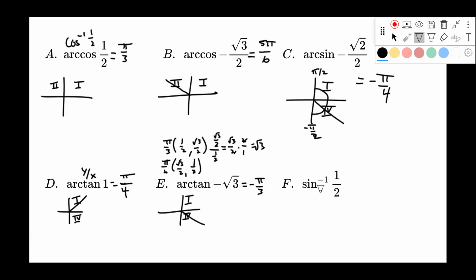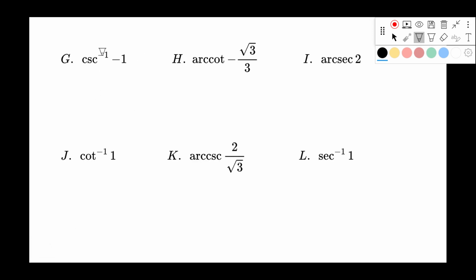Inverse sine of 1/2. Same question as arcsine of 1/2. Inverse sine lives in quadrants 1 and 4. The angle is positive. So the answer is going to be from quadrant 1. The answer is pi over 6. It's all done. Okay, last set here. Inverse cosecant of negative 1. So cosecant lives in the same place as inverse sine. That's 1 and 4. Negative 1 is down here. That's at negative pi over 2. There's my answer, negative pi over 2.